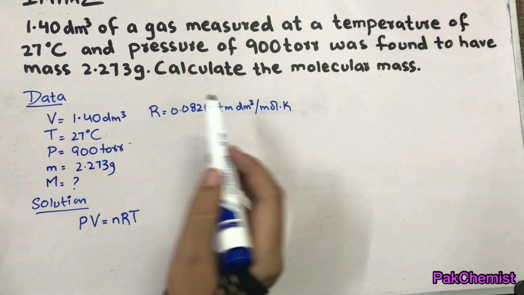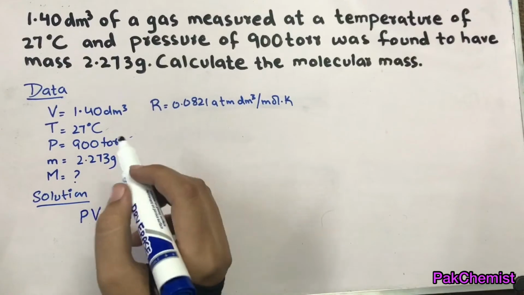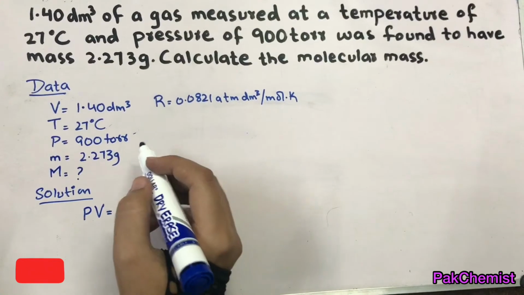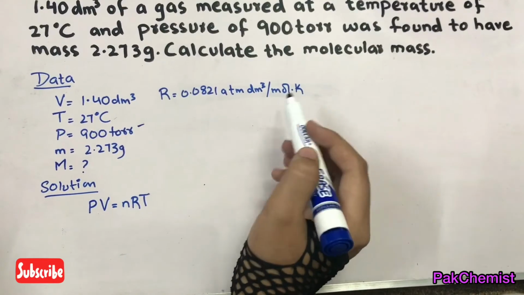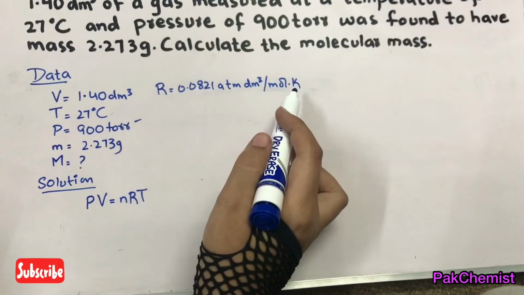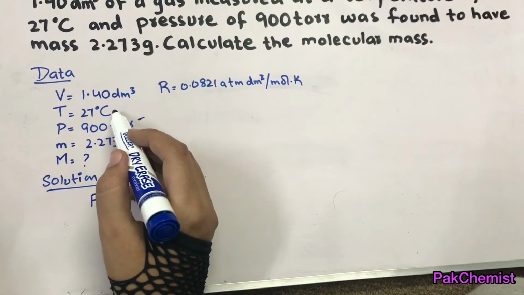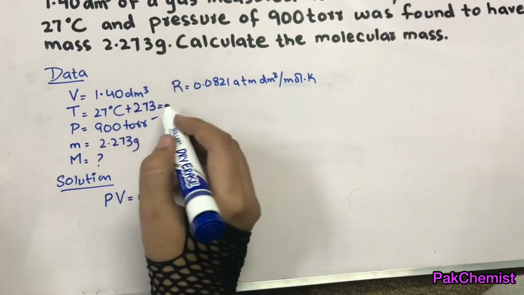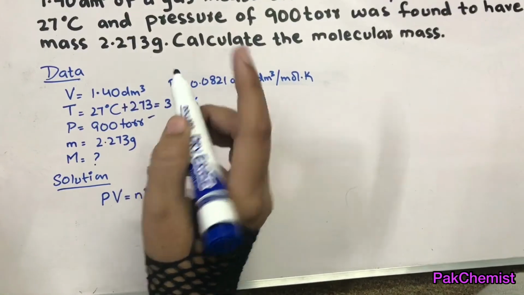You only need to convert the other units. The decimeter cube is the unit of volume, yes, that is given. ATM is not given, but ATM is the unit of pressure, so we need to convert this torr into ATM. Secondly, we have this K. This is Kelvin, the unit of temperature, so we have to convert degrees centigrade into Kelvin. Add 273 to the degree centigrade and you will have 300 Kelvin, right? So this is the real temperature we are using.